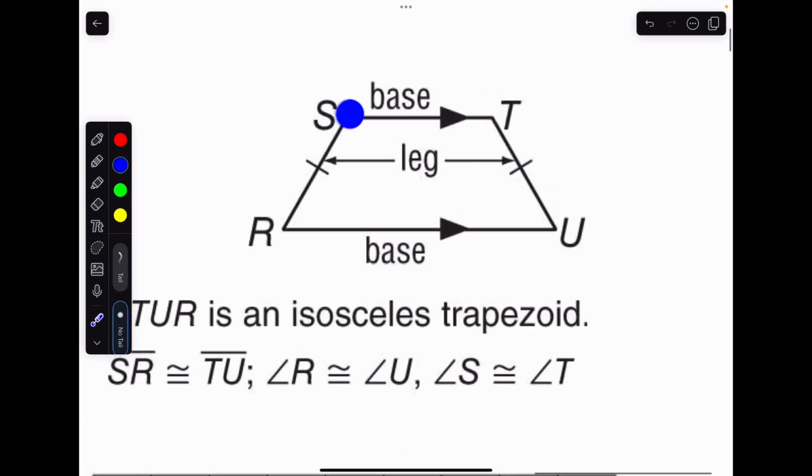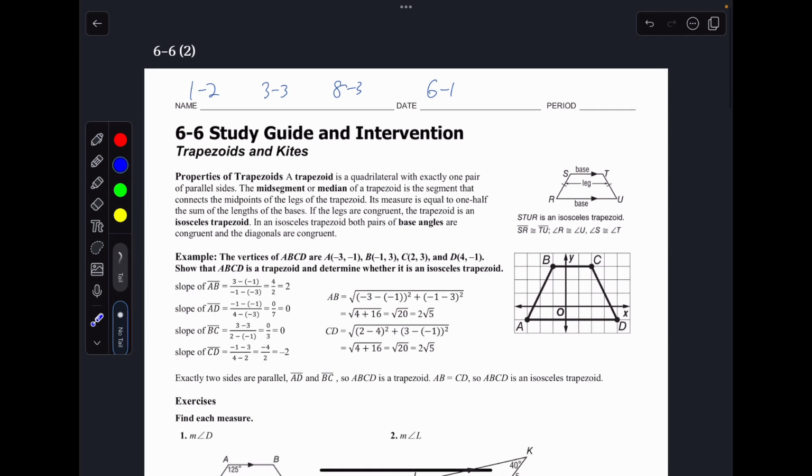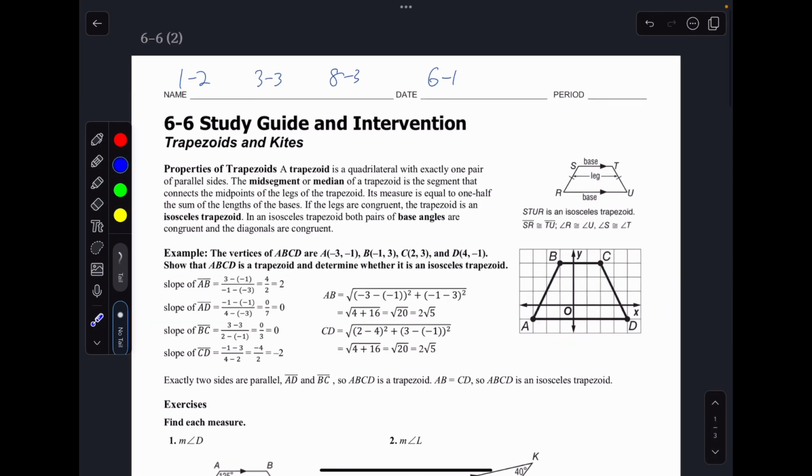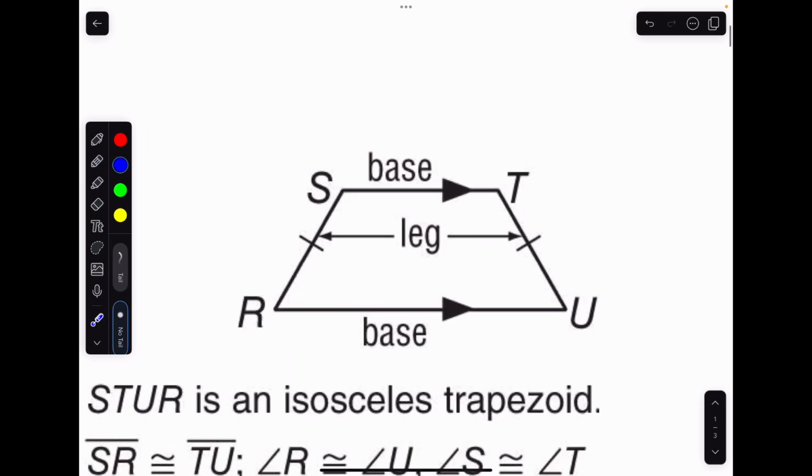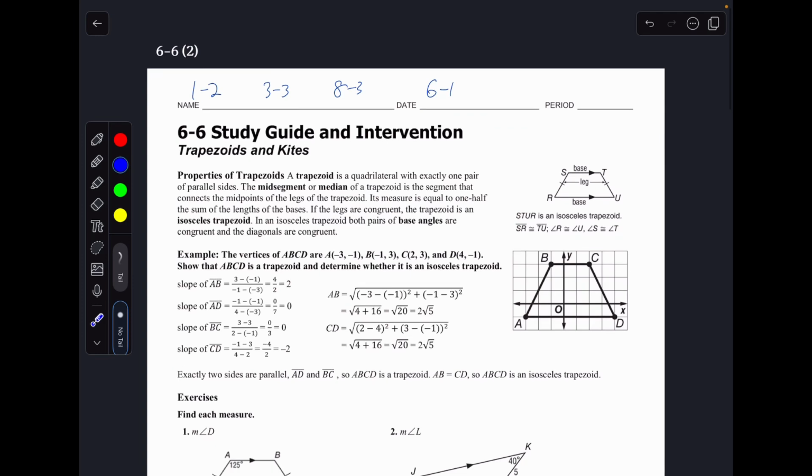So there's going to be two sides that are parallel. And if you have another line right here that goes from the midpoint to the midpoint of the legs, that is going to be the median. And the measure of the median is going to be 1/2 the sum of the lengths of the bases. In other words, the measurement of this median is going to be half of whatever the sum is of the top base and the bottom base. That's what it says there.